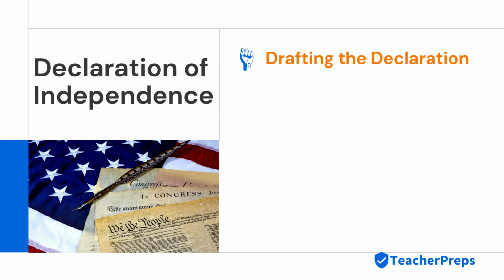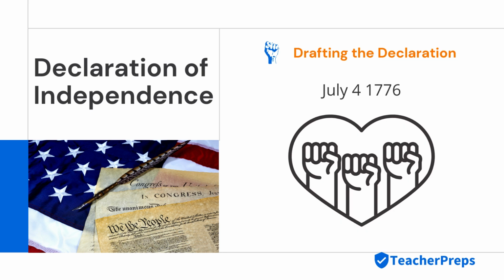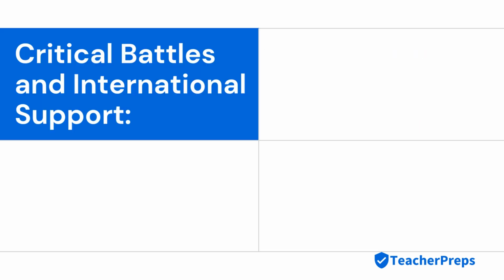And then in June 1776, the Continental Congress appointed a committee led by Thomas Jefferson in order to draft what would become known as the Declaration of Independence. This document, which was adopted on July 4th, 1776, articulated the colonies' reasons for seeking independence, emphasizing Enlightenment ideals such as the rights to life, liberty, and the pursuit of happiness.